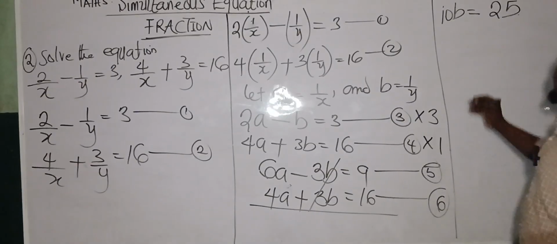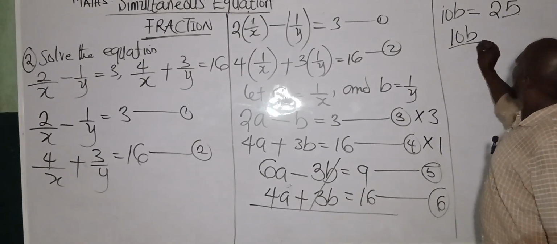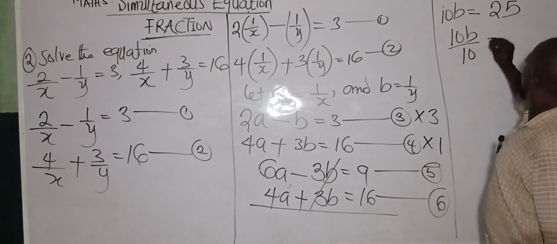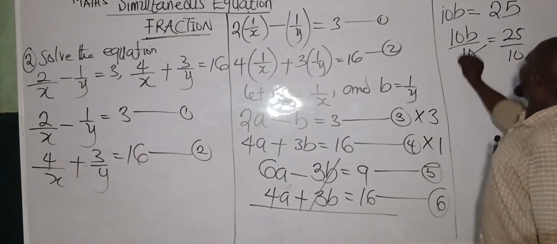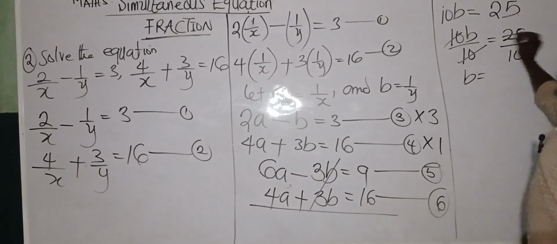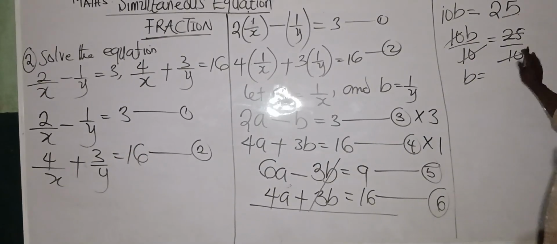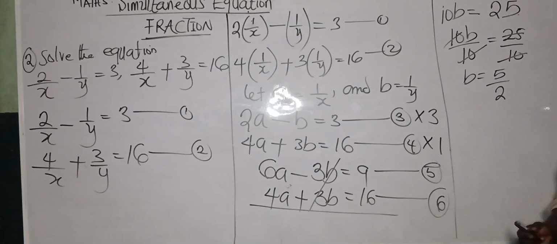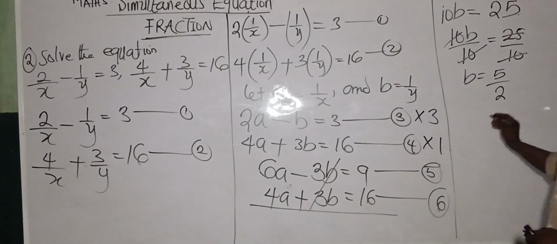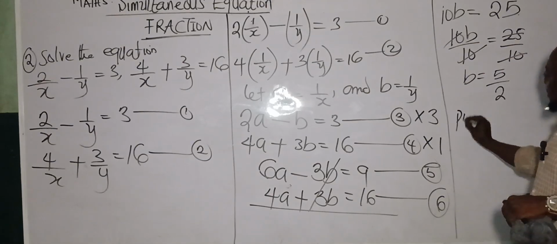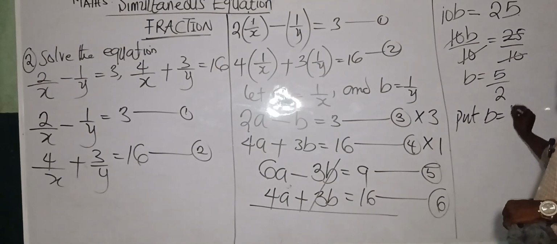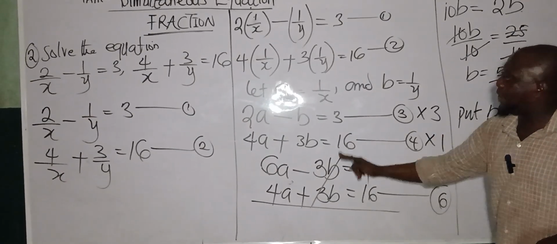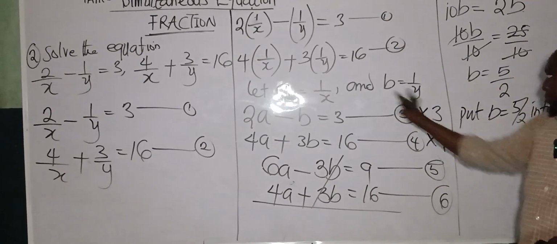So from here, I will divide both sides by 10. So I have 25 over 10 here. This takes care of this. Now here, 5 can go here, here is 5; 5 can go here, here is 2. So I have b equals 5 over 2. So from this point now, since this is the arranged one, I want to use this one. You can use any equation you like. For me, I want to use this one.